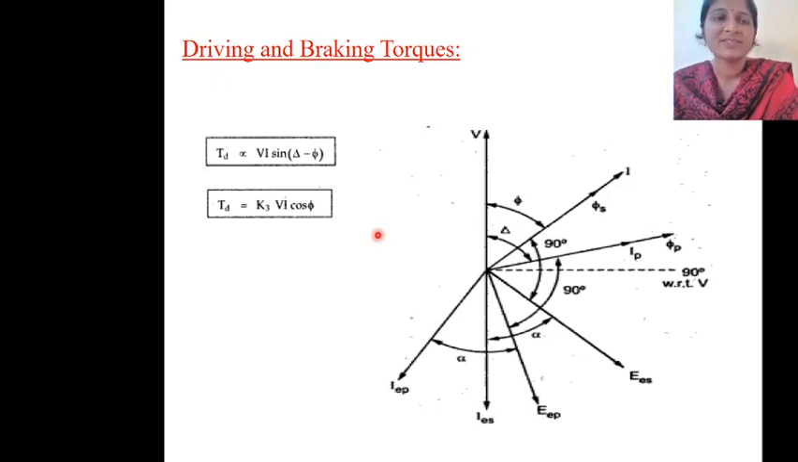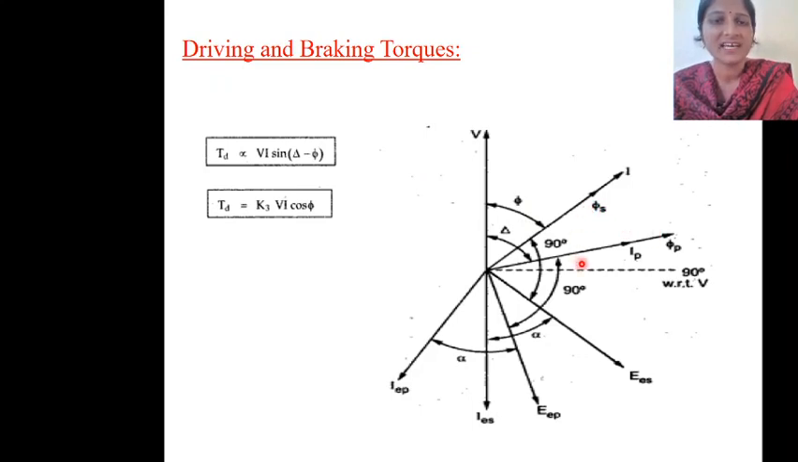Next, coming to the driving and braking torques. Driving torque is the torque produced because of the shunt field, that is the shunt magnet flux phi p, and the flux produced by the current I. The angle between phi p and phi s, the flux produced by the pressure coil and the flux produced by the series coil, matters. The driving torque is proportional to voltage into current and the sine of the angle between the two fluxes, phi p and phi s.